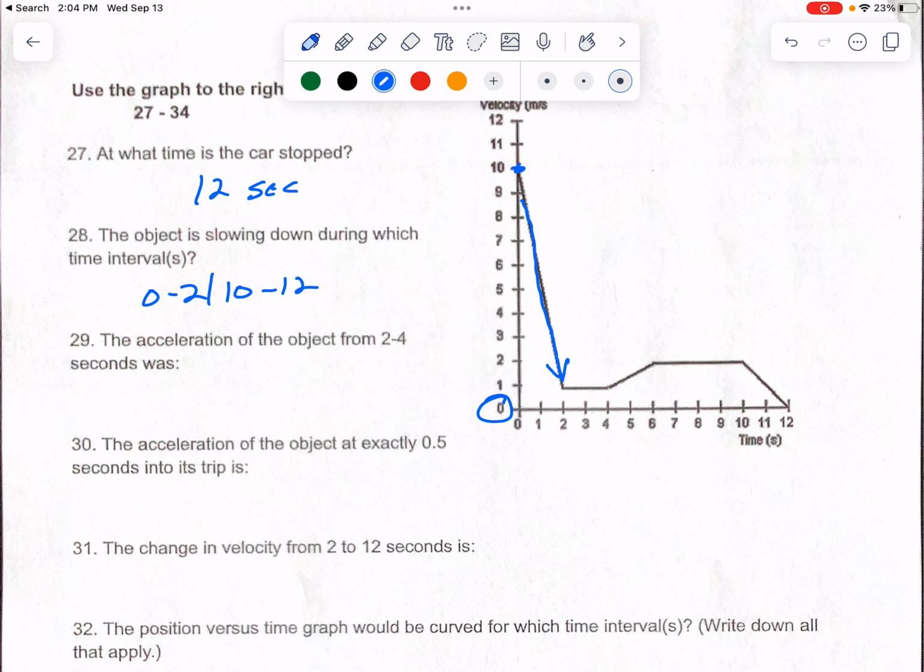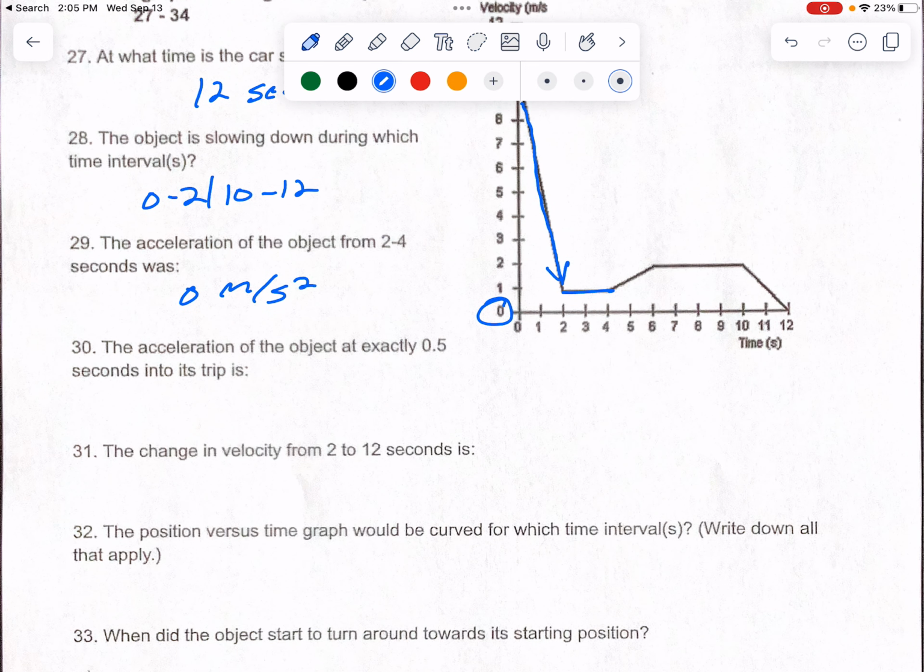Okay, and I think I just found a mistake on my key. That should be 10 to 12, not 9 to 12. I think I was just looking at it from the side. Okay, 29, the acceleration of the object from 2 to 4 seconds. Well, I have no slope, so that means there's 0 acceleration going on.